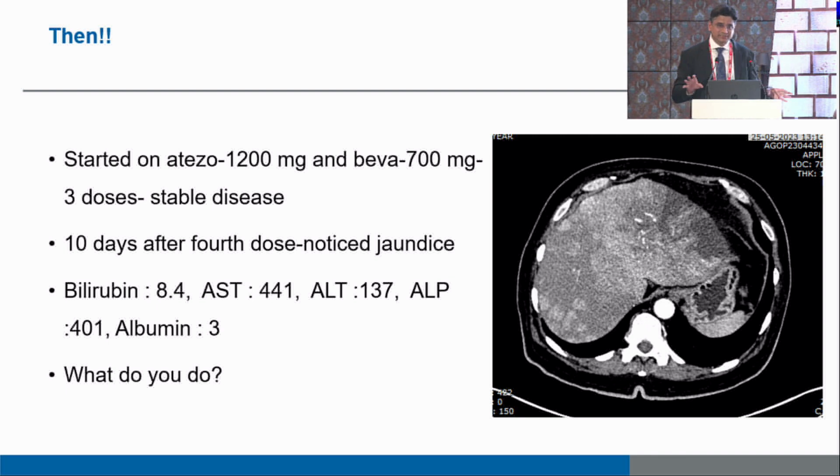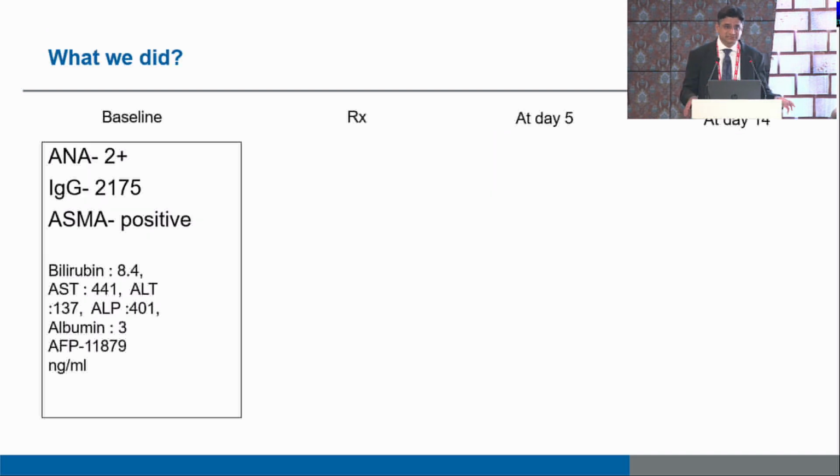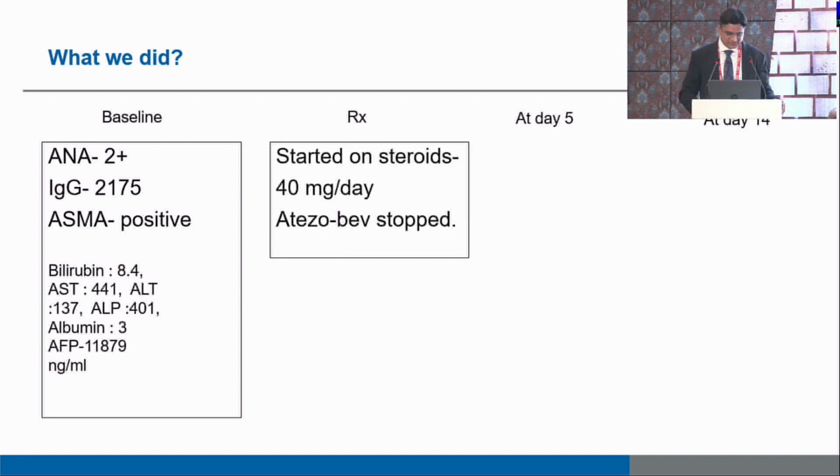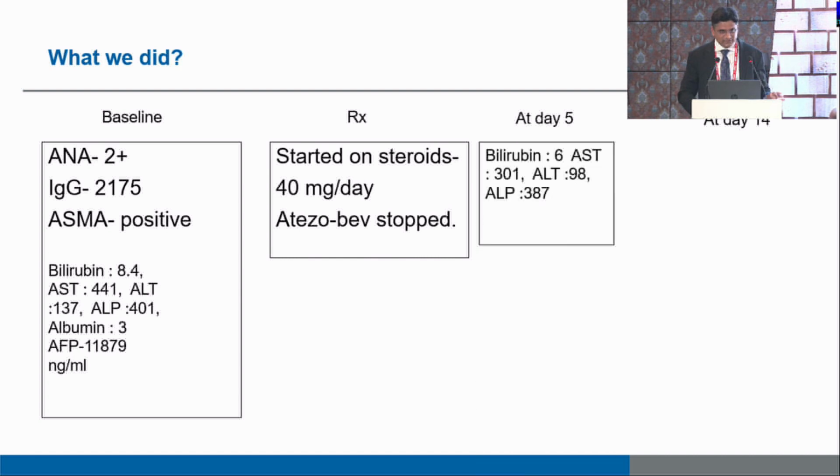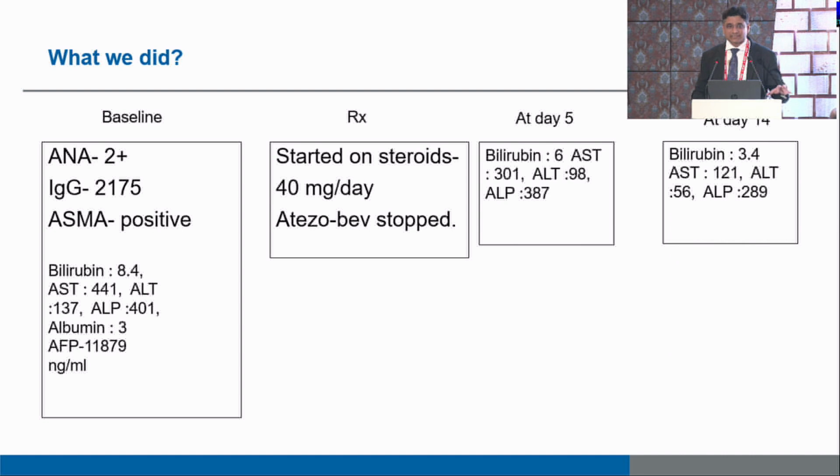So there are certain unique adverse events which you should be aware of with atezolizumab. This is one of them: immune checkpoint inhibitor related autoimmune hepatitis. We got him tested. He was ANA positive, IgG was 2000, and SMA was positive. He was started on corticosteroids, 40 mg per day. By day 5 there was a decrease in bilirubin and enzymes. By day 14 there was a further decrease. But after 6 weeks he again had worsening of liver function tests and is currently hospitalized.